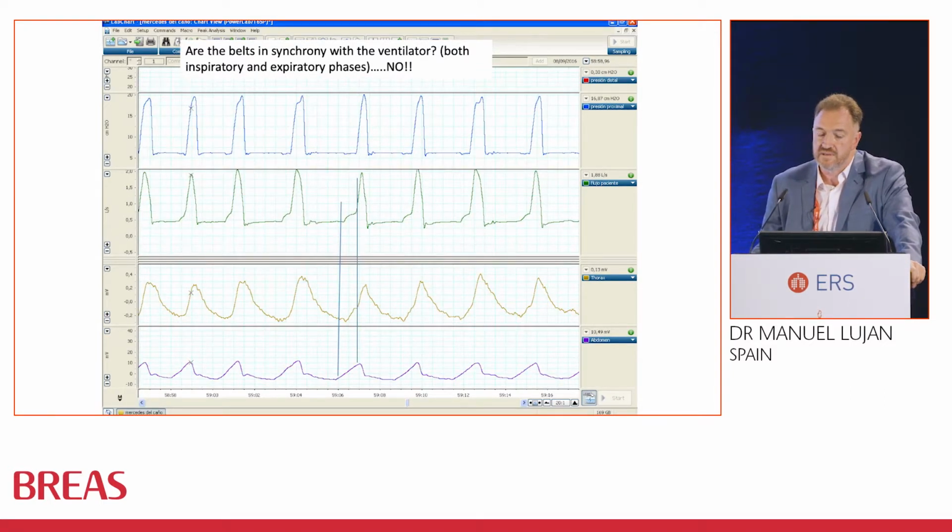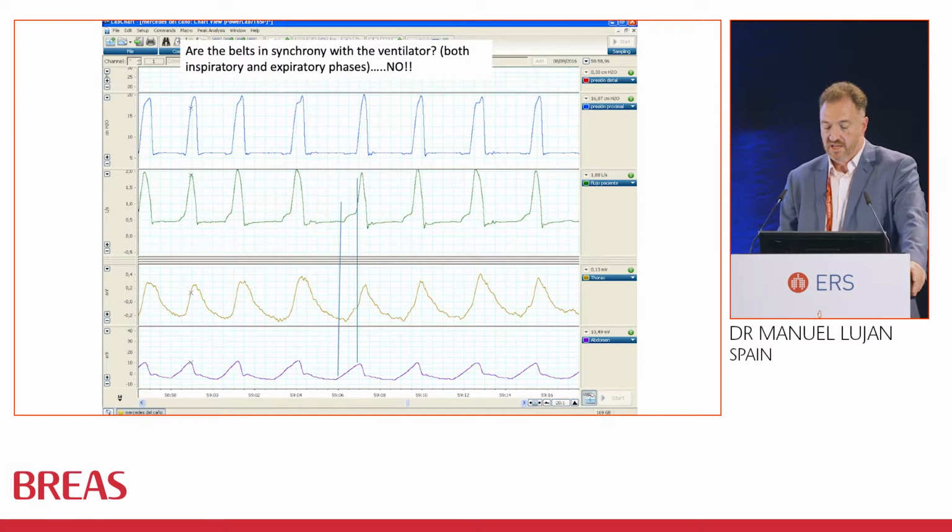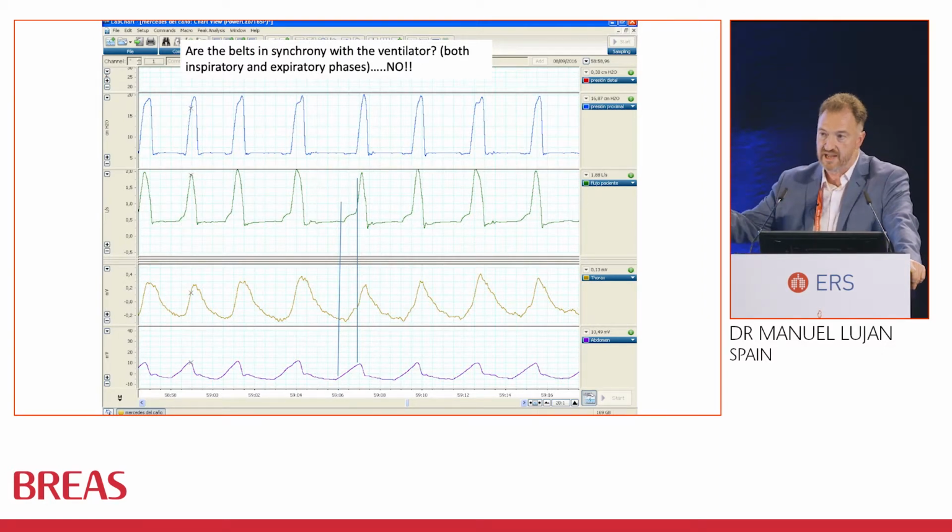Second example: are the belts in synchrony in this case with the ventilator? Probably not. Let's review it. In the abdomen, the onset of inspiration is clearly before the ventilator cycle, with a delay of around 600 milliseconds. This is a good example of bad synchrony between the belts and the cycles of the ventilator.